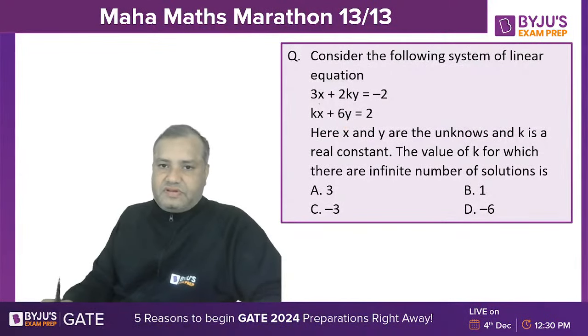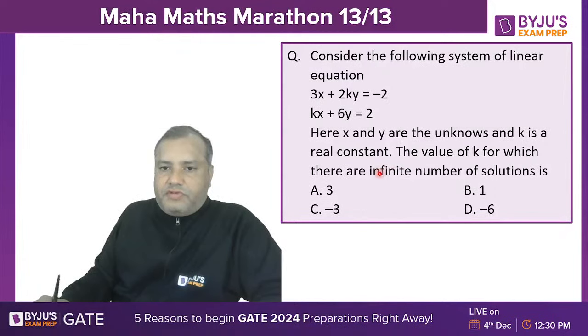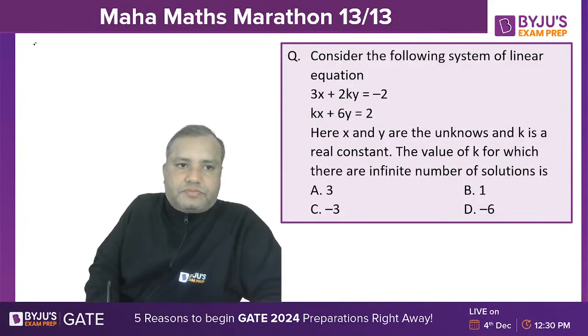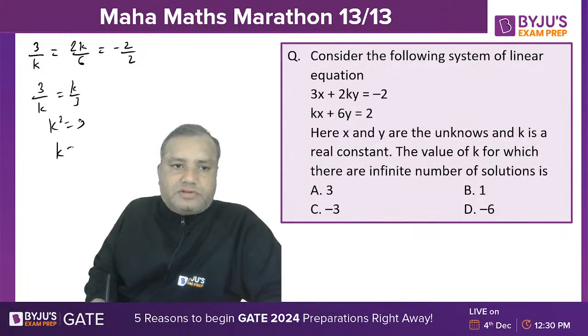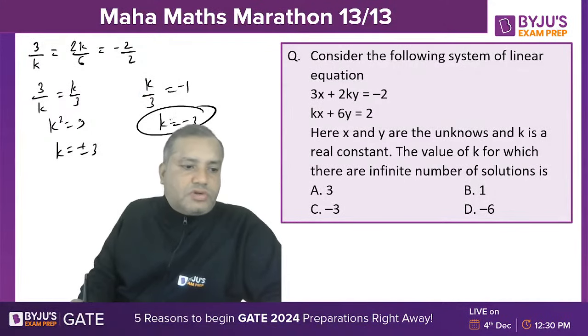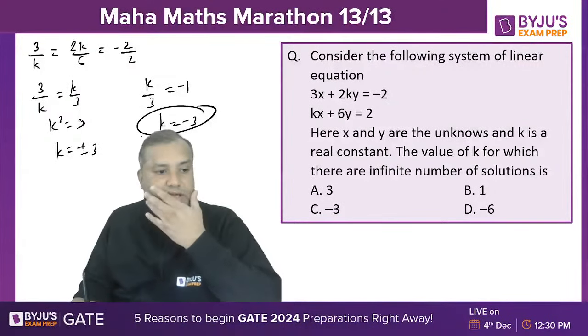See this. What we want is an infinite number of solutions. So 3 by k equals 2k by 6 equals minus 2 by 2. For infinite solutions, this is the condition. So 3 by k equals 2k by 6, which means k by 3. So k square equal to 9, k equal to plus minus 3. But when you equate this k by 3 with minus 1, since minus 2 by 2 is minus 1, then k will be minus 3. So the common solution will be minus 3.